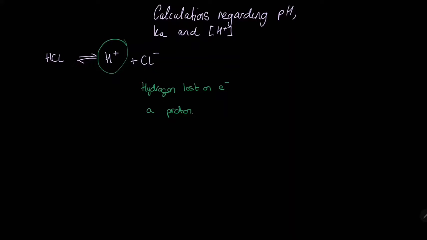And that's where we get the definition of an acid: it is a proton donor. You can see that this acid has broken up and given away a proton. It's dissociated into a proton. So that's where it gets its name, proton donor.